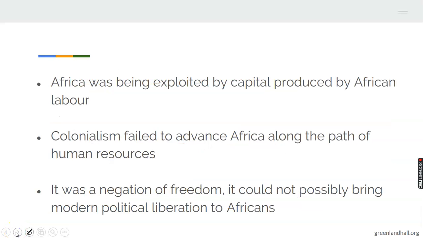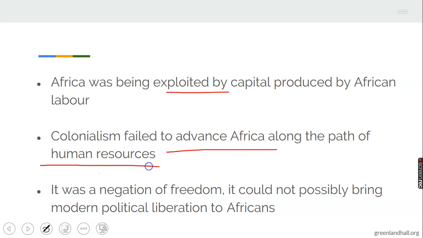Second one, Africa was being exploited by capital produced by African labor. There was exploitation. There was no doubt about that, from the labor of the African people. Another one, colonialism failed to advance Africa in the part of human resources.